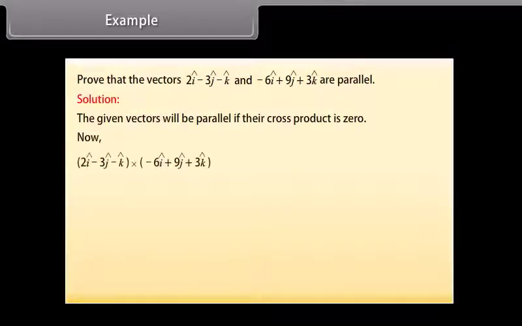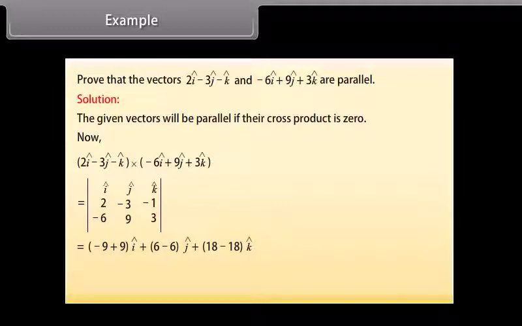Now, (2î minus 3ĵ minus k̂) cross (minus 6î plus 9ĵ plus 3k̂) equals the determinant of, row-wise, first row î ĵ k̂, second row 2, minus 3, minus 1, third row minus 6, 9, 3, which equals (minus 9 plus 9) î plus (6 minus 6) ĵ plus (18 minus 18) k̂ equals 0. Hence proved.